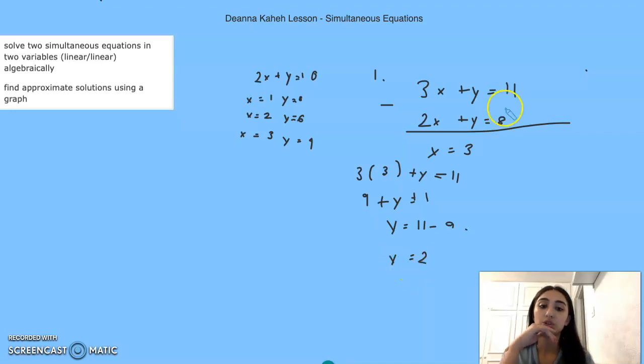So you can substitute your x value and your y value into either of these equations. I usually do it in the equation that I didn't use. So I would do 2 times 3 plus y, which is 2, should equal 8. And if it does equal 8, that's how I know I've got the right answer for my x and my y.